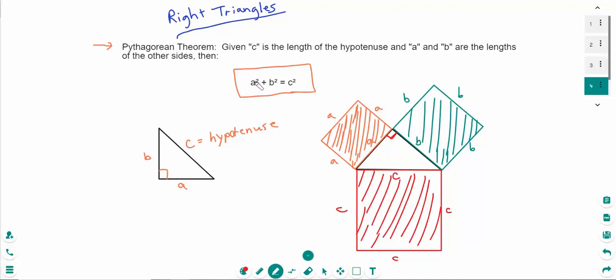That's why it's A squared, because how do you find the area of a square? You square the sides. A squared plus B squared, that'd be the area of this square, equals C squared, the area of this.